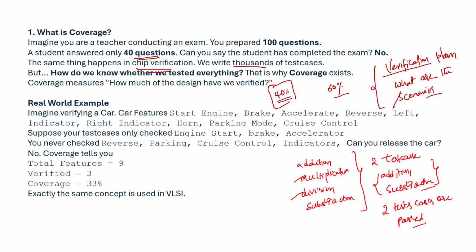So for these you have not written. If we have 10 scenarios and you have verified only 4, how much percentage are you getting? 40%, right? Suppose I have 10 scenarios and you have verified only 3. That is 3 by 10, which means 30%. Only 30% you have verified, and the remaining 70% you need to verify. That tells you the coverage.